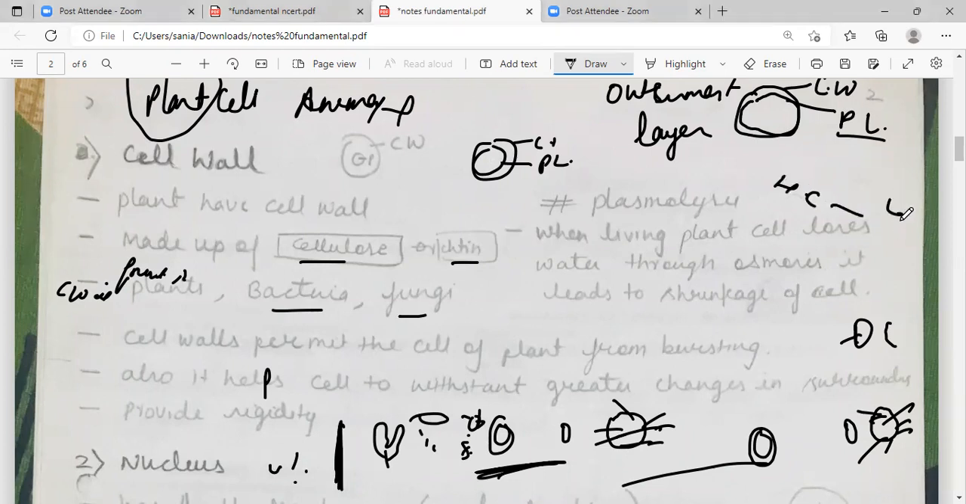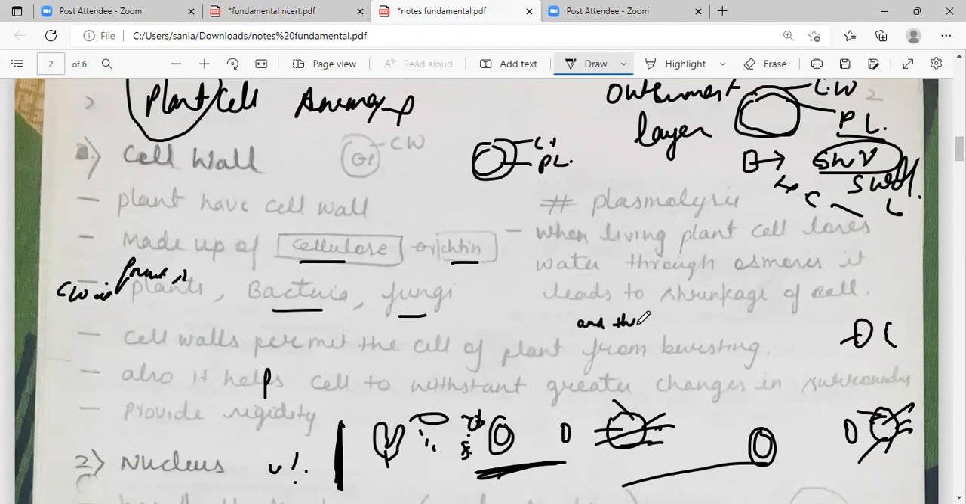Just tell me whether shrinkage will take place or swelling will happen. What will happen if I am losing water? Shrinking. Yes. So basically what happened when a living plant cell loses water through osmosis? Obviously they will lose water through the process of osmosis, because osmosis is basically movement of liquid from higher concentration to lower concentration, right? It leads to shrinkage of the cell, and this process is known as plasmolysis. Clear?